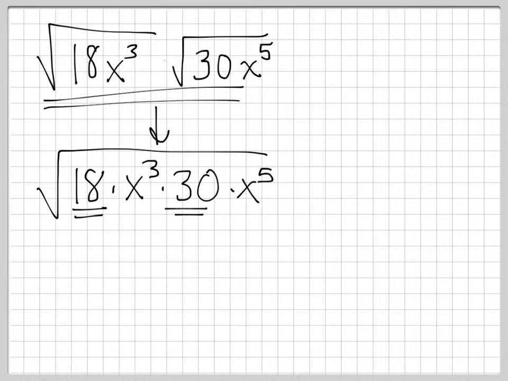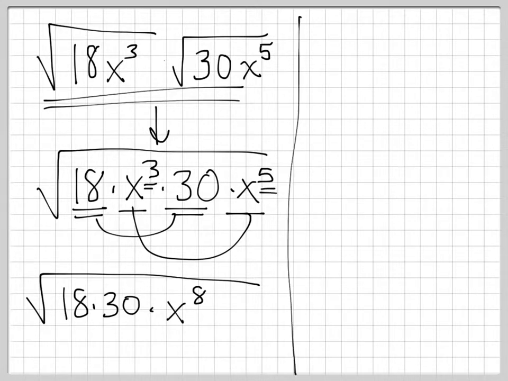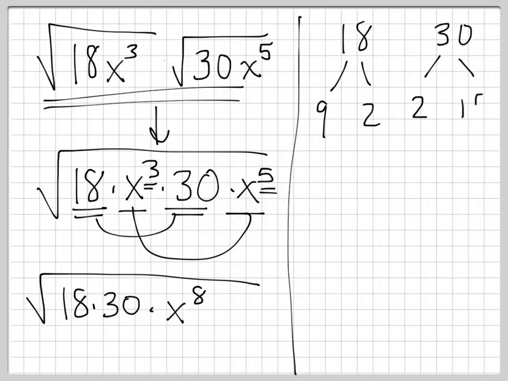Step 2 is to combine like things. So we're going to multiply the x's and we're going to multiply the numbers. And so we get 18 times 30 times x to the 8th. And remember, it's 8 because 3 plus 5 is 8. Now, let's work on 18 and 30. 18 is 9 times 2, and 30 is 2 times 15.